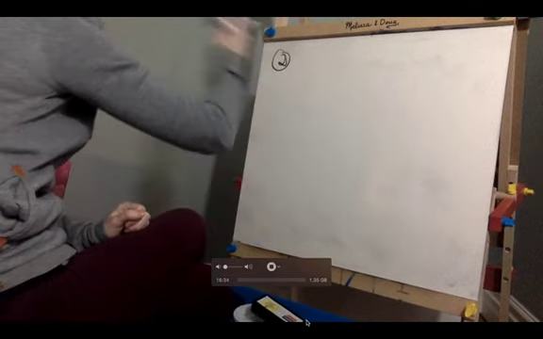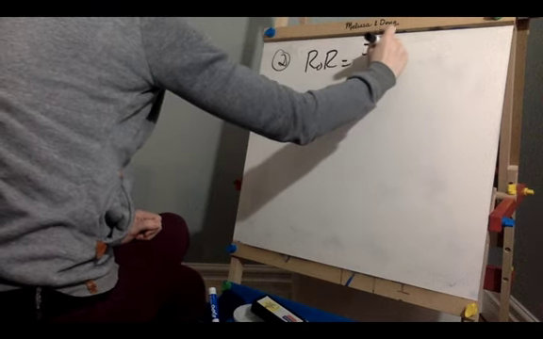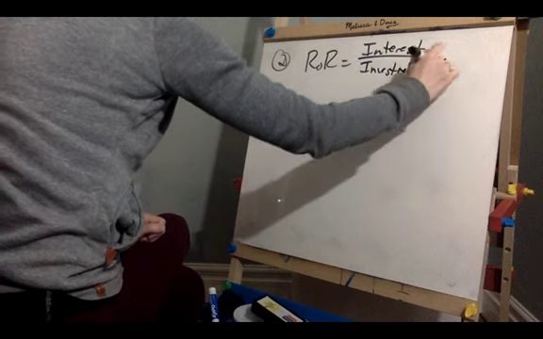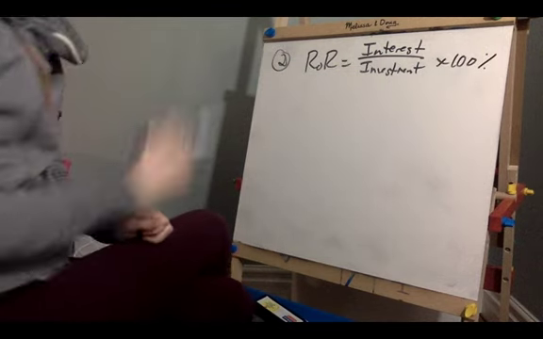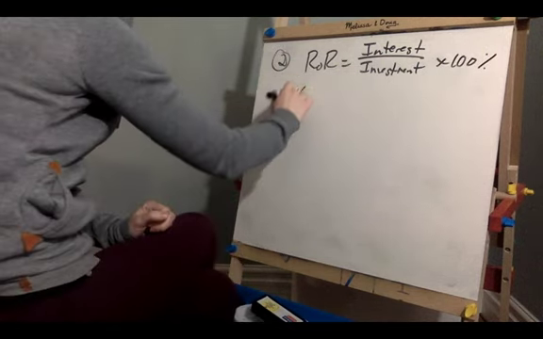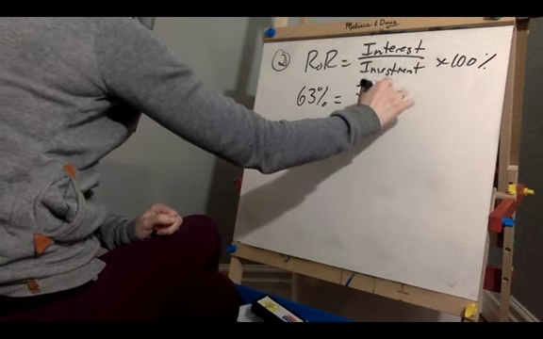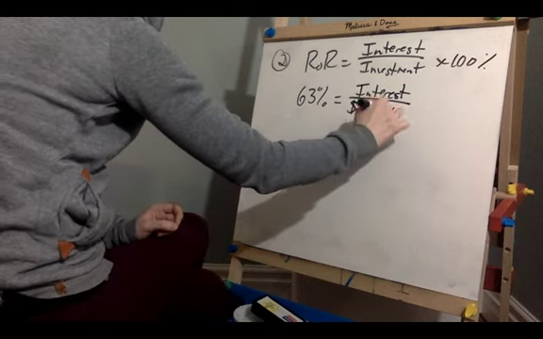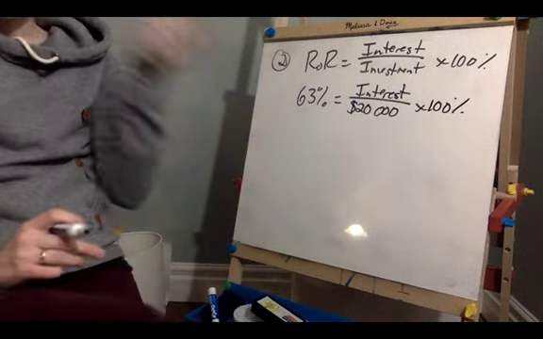Okay, so again, with example 2 here, if we think about that rate of return formula, interest divided by investment multiplied by the 100, or 100%, right? We know that the rate of return was 63%. We don't know the interest. That's what we're trying to find. And we know that the value of his investment was $20,000. So it's just doing the same steps, but in reverse, right?